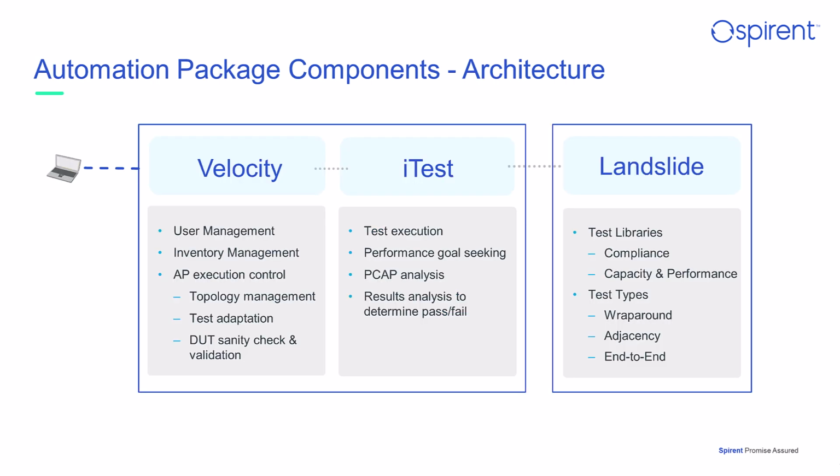Our security automation solution combines three Spirent products. Velocity, which is responsible for orchestration. It manages the test topologies and the resources. iTest provides the automation framework. It controls test execution, including repeated test iterations for gold-seeking tests. It also performs the result analysis to determine the pass or fail. And Landslide is the execution platform. It's connected to the SUTs and home of the automation test pack libraries.